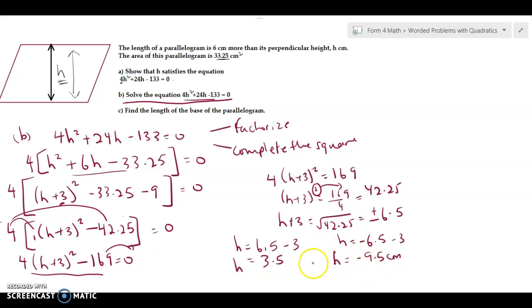Now h really is the height, going back to here, right? It's the height of the shape. I cannot have a negative height. So then this answer I will not take. So then I will just say h is 3.5 centimeters. And that, everybody, is the solution for part B. Moving on now to part C.